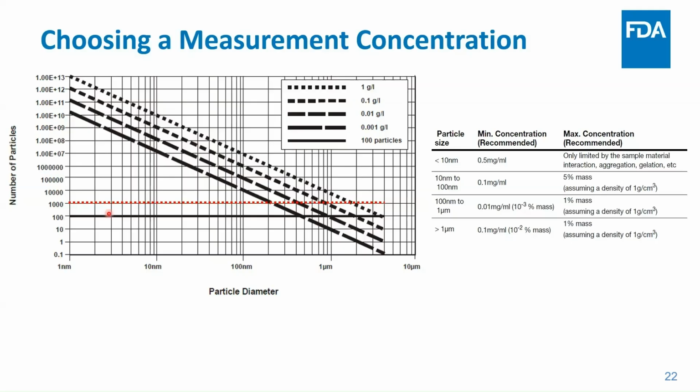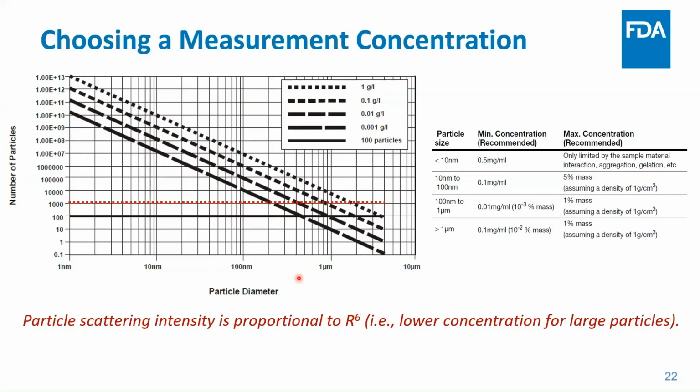The idea here is that you have these different concentration lines here in the upper right hand, and the number of particles that those represent based on a nominal assumed density of 1, let's say. And then the particle diameter again here on the bottom. And so what's important for this is two things. One, because particle scattering is proportional to r to the 6, you can use a lower range of concentrations for larger particles. And the inverse is also true for smaller. The smaller the system is, the higher the concentration might be. And that may or may not lead to problems.